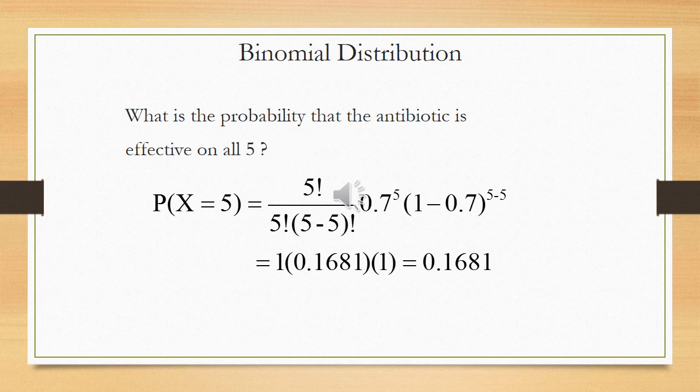In this exercise, what is the probability that the antibiotic is effective on all 5? That would be from the previous slide. The only thing that changes here is x. Now we're not looking for exactly 3 successes, we're looking for all 5. So that's the only thing that changes. The concept remains the same.